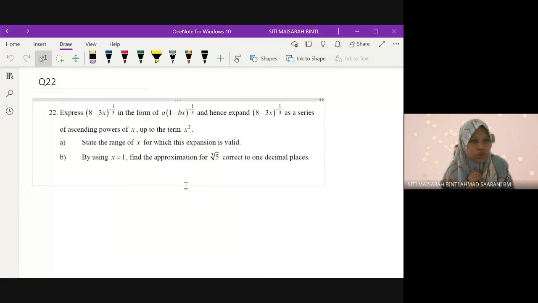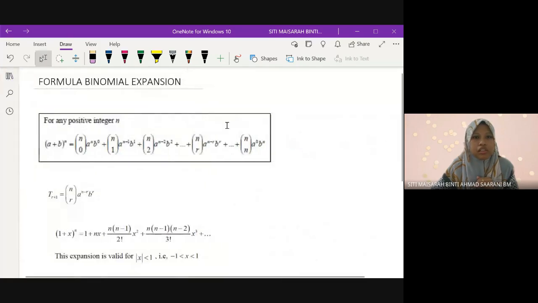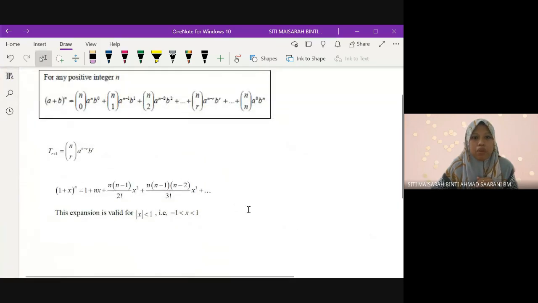Okay, question 22, express 8 minus 3x power negative 1 over 3. The n is negative. So we will use a formula, which formula? The formula below, this formula. For this formula, the form should have 1 plus x inside. It must be 1 plus x. There must be a 1.